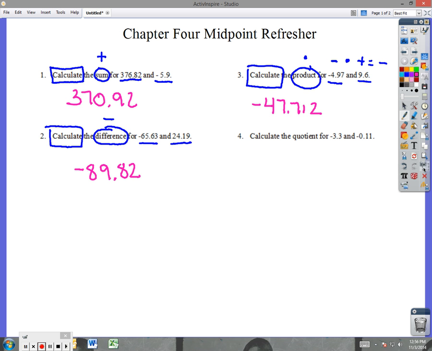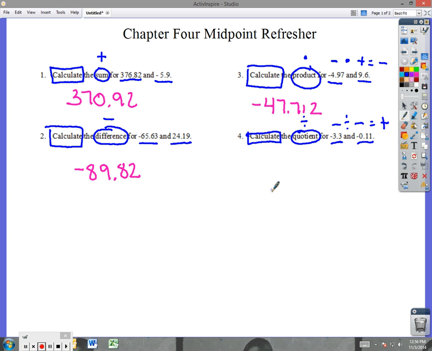Calculate. Hey, there's that verb. Notice that verb's the same for every single one of these. Calculate. We're just using our algorithms for each one of these different operations. Calculate the quotient. Quotient means the answer to a division problem. Negative 3 and 3/10 divided by negative 11 hundredths. A negative divided by a negative will give me a positive.